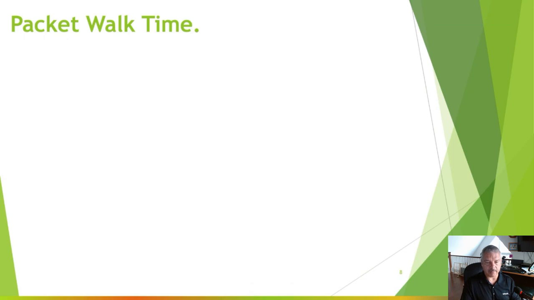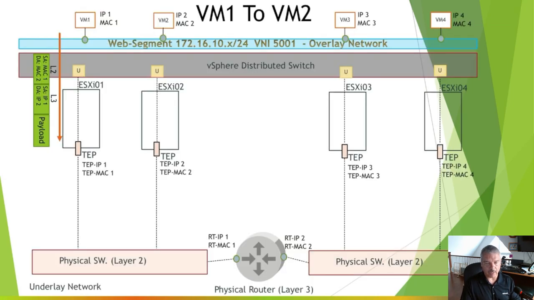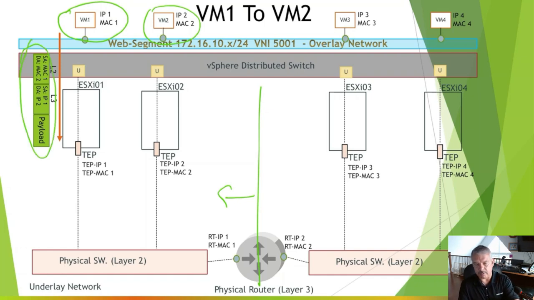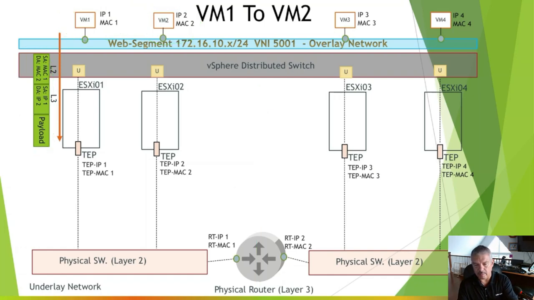Let's do a packet walk. This is not too difficult. So again, we just saw this picture here. I'm gonna have VM1 over here talking to VM2. Notice we're on the left side of the router here, okay? So we're over on this side, great. So when we look at this, let me change my colors here. Let's say VM1 is gonna ping VM2.